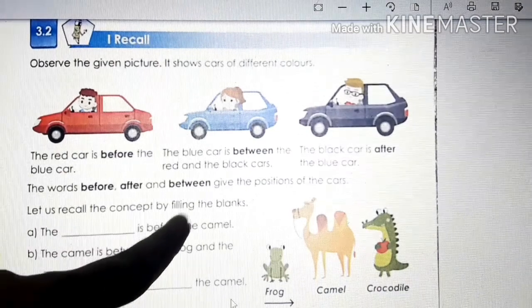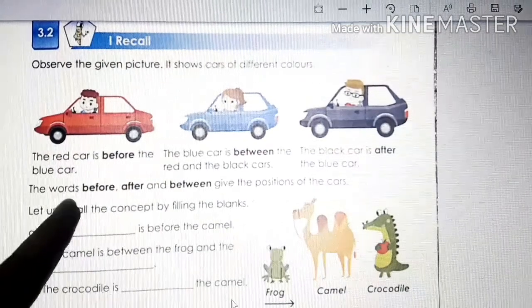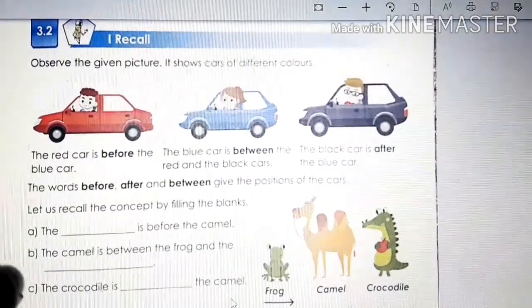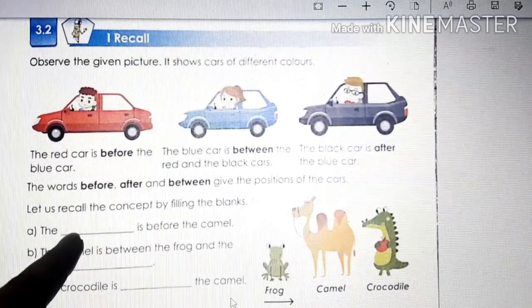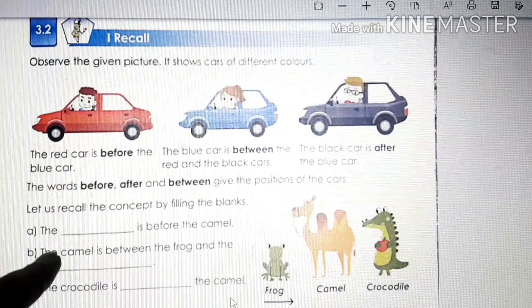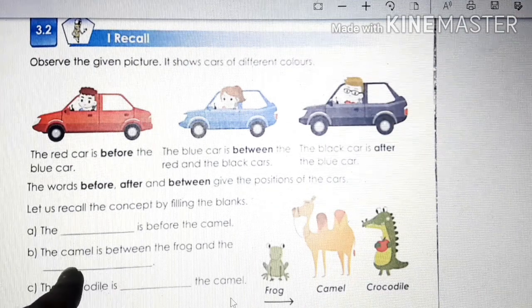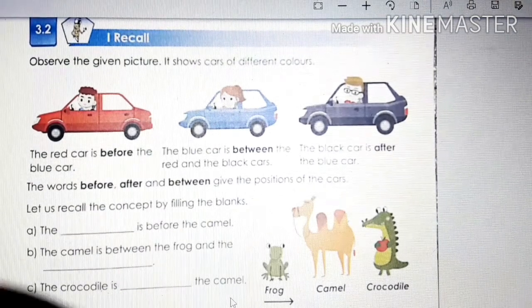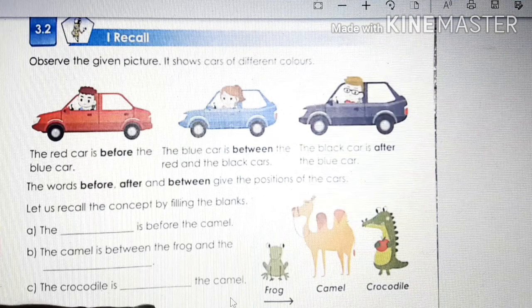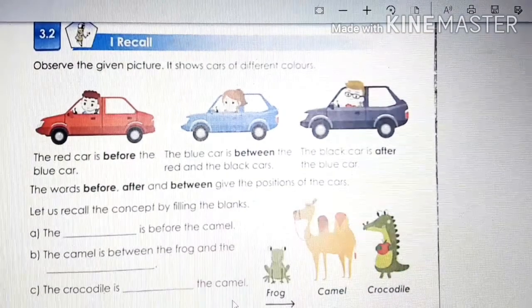So the words before, after and between give the position of the cars. Let us recall the concept by filling in the blanks. So you can see these animals. So you have to place these words. Okay. So the dash is before the camel. Who is before the camel? Frog. So in A you write frog. Next, the camel is between the frog and the crocodile. You write the spelling of crocodile. The crocodile is dash the camel. Is what, children? Is after the camel. Crocodile is after the camel. Okay, you can write down the spellings here.